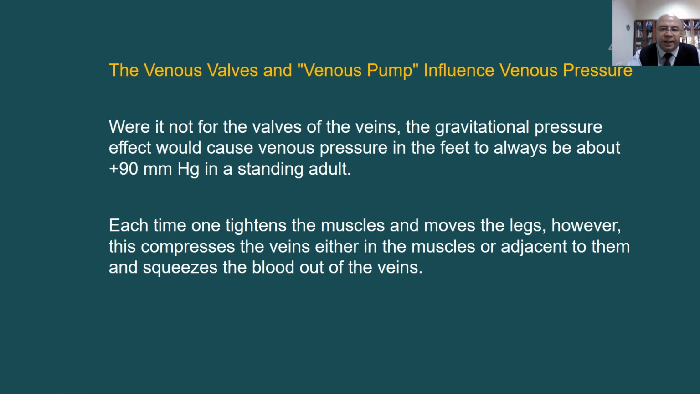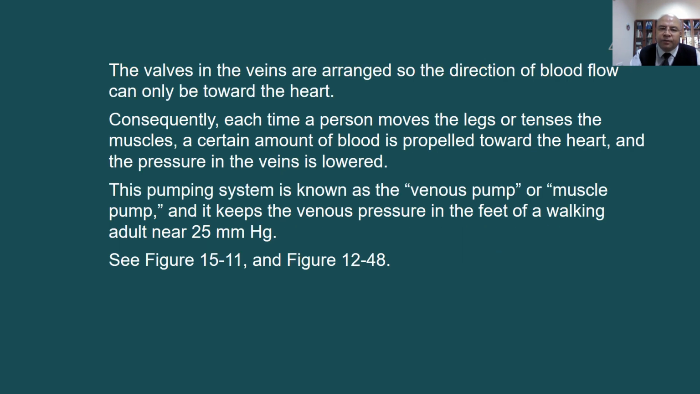The venous valves and the venous pump influence venous pressure. Were it not for the valves of the veins, the gravitational pressure effect would cause venous pressure in the feet to always be about plus 90 mm mercury in a standing adult. Each time one tightens the muscles and moves the legs, however, this compresses the veins either in the muscles or adjacent to them and squeezes the blood out of the veins.